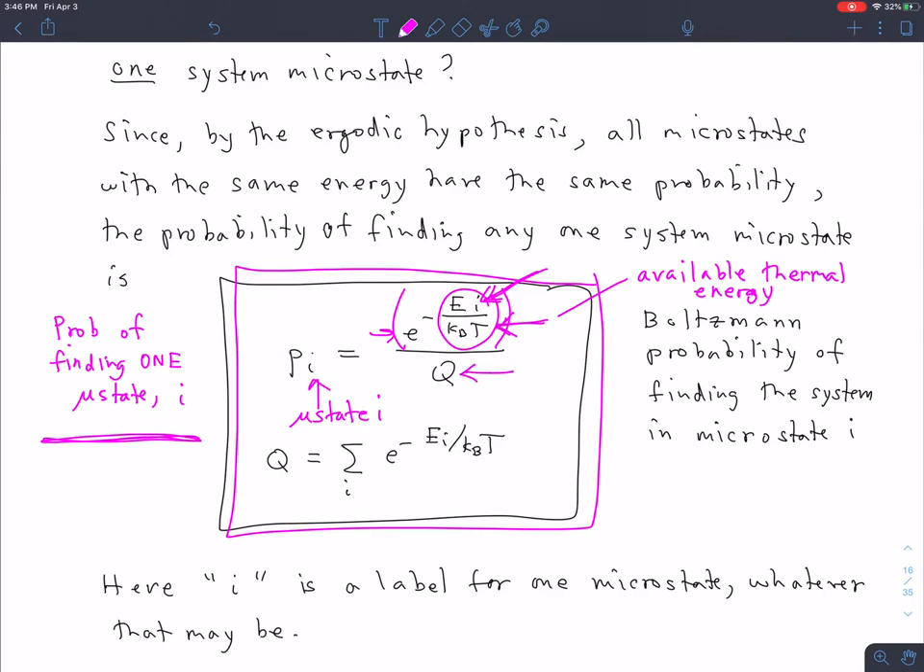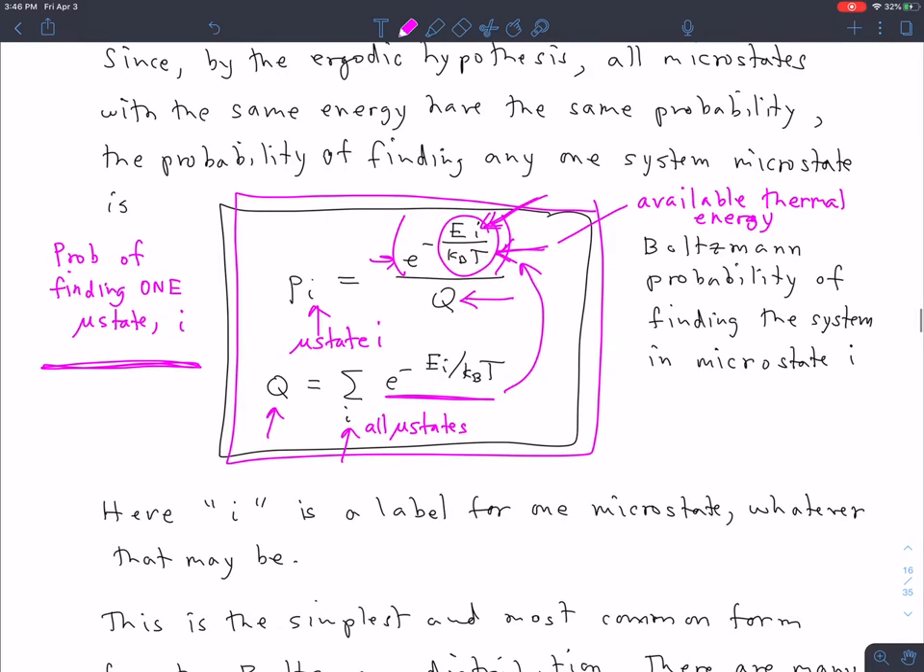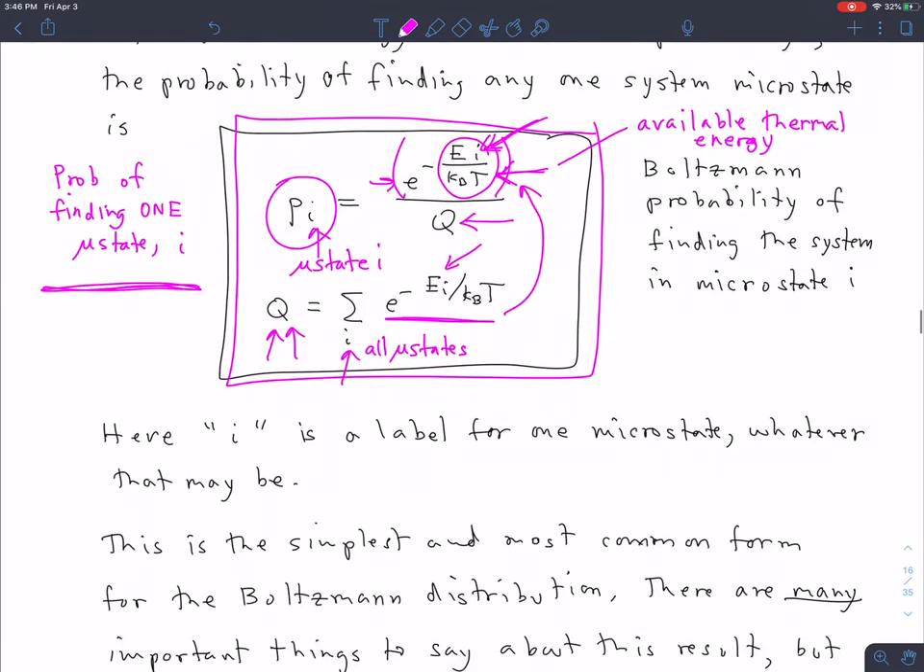Then in the denominator, there's a normalization factor. We'll talk about normalization factors a little bit later, but that quantity Q is a fairly simple quantity. It's a sum over all microstates of the system of the very same thing that's up in the numerator, only now summed over all the possible microstates. So if we know the energies of the system, we can, at least in principle, calculate this Q, and that gives us everything we need to know to calculate P. All right.